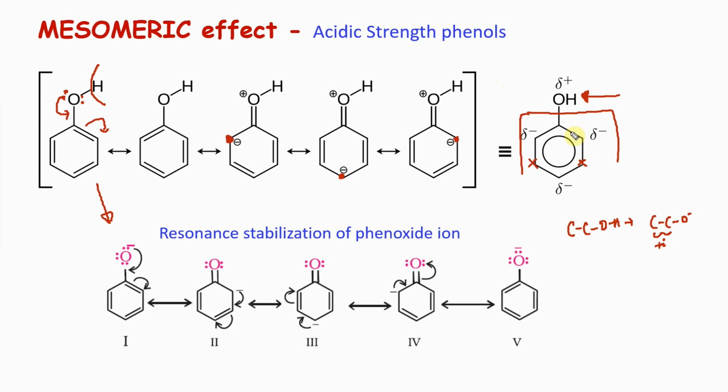What is the ring doing? The ring is taking away electron. So the ring is a minus R group. The ring is a peculiar one. It can be plus R or minus R depending on need. Here, what is the need? To withdraw electron. So the ring is a minus R. Minus R groups, just like minus I, increase acidity. So we can write acidity is proportional to minus I, minus R, and inversely proportional to plus I, plus R.